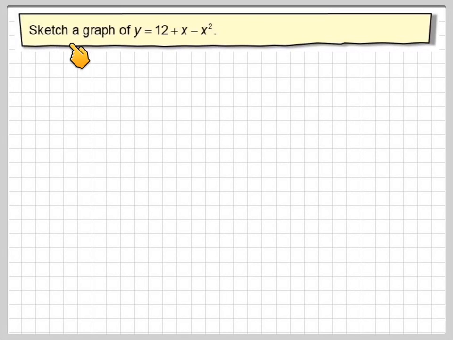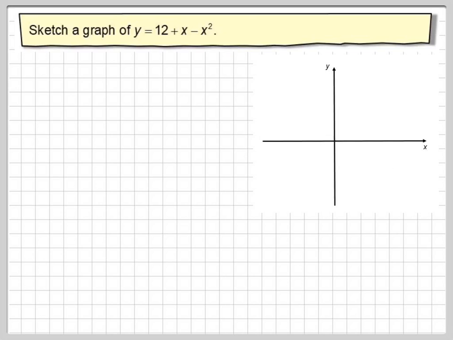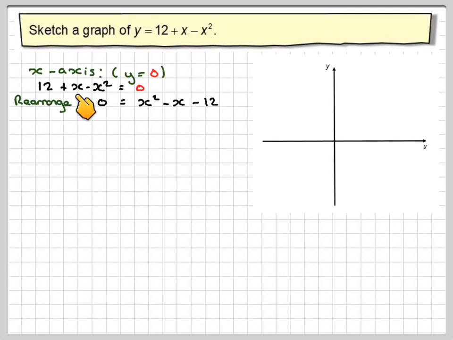Right, in this video we're going to sketch a graph of y is equal to 12 plus x minus x squared. So we've got a set of axes here. For the x-axis we know that y is equal to 0, so that means that 12 plus x minus x squared is equal to 0. Now this is easier to solve if I make the x squared positive, so moving it to that side, we're going to have that 0 is x squared minus x minus 12. So all I've done is moved everything to this side and the 0 to that side.